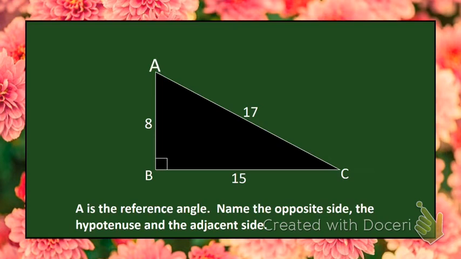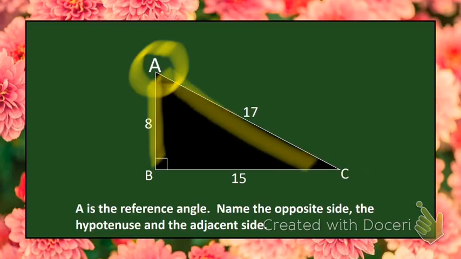All right, here's another example. This time it says that A is the reference angle. So I circle the reference angle. I highlight the two sides that make up angle A, or make up the reference angle. The longer of those two sides will be the hypotenuse. The other side will be the adjacent. And then the remaining side will be the opposite side.